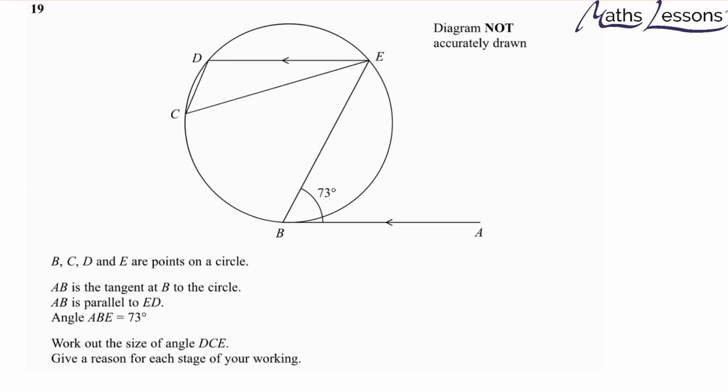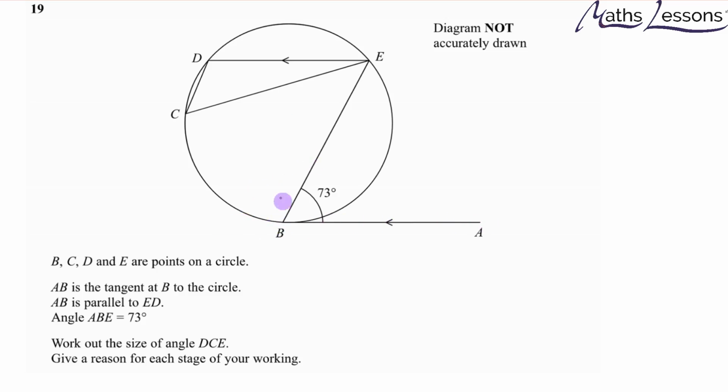Okay, here we go. We've got a circle theorems question. B, C, D are all points on a circle. And we know that AB here is a tangent. Okay, so as soon as you're told that, you should be thinking of tangent rules.